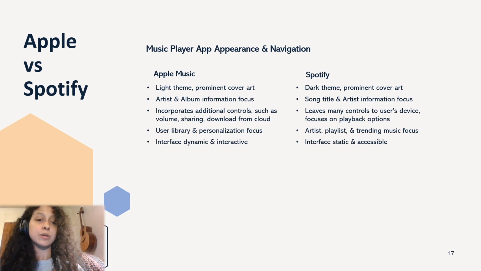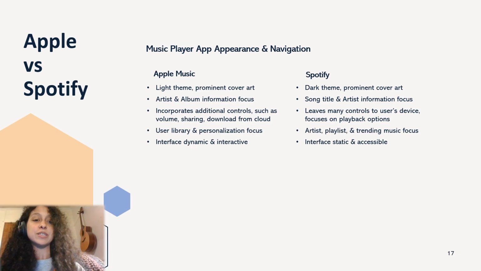Apple Music's music player incorporates additional controls in the space of the app, including volume, sharing or broadcasting, and downloading from the cloud, whereas Spotify leaves many of these controls to the user's device. There are no on-screen controls for volume or sharing, for example. They focus mostly on just playback, play, pause, back, forward, and shuffle.